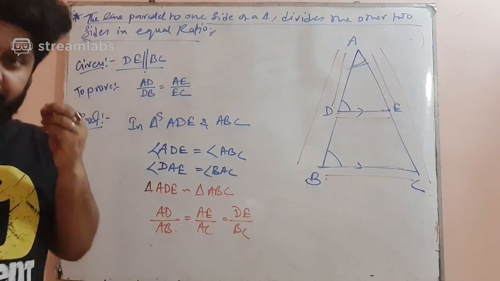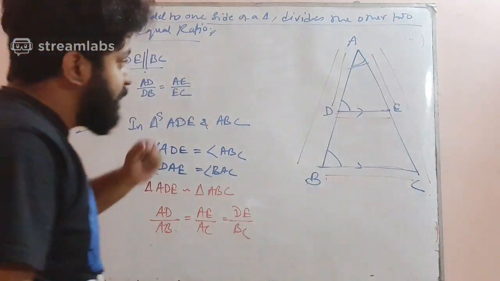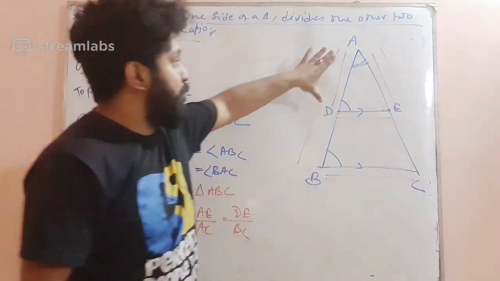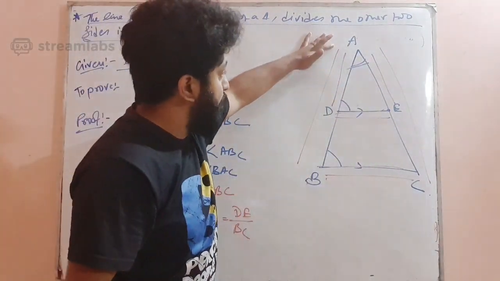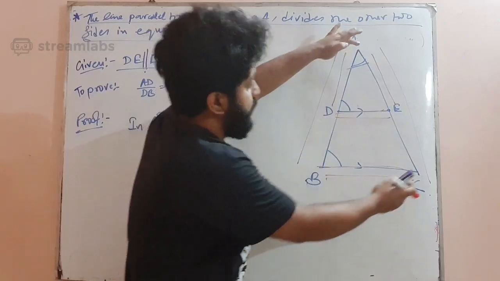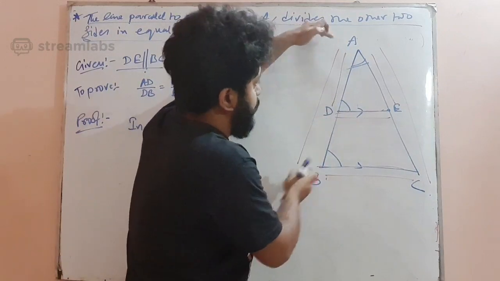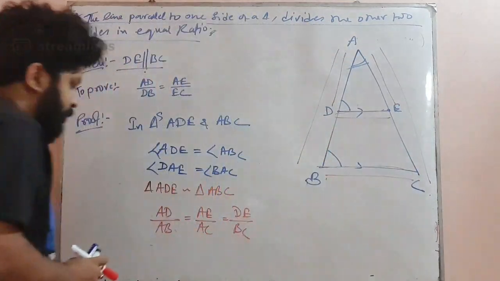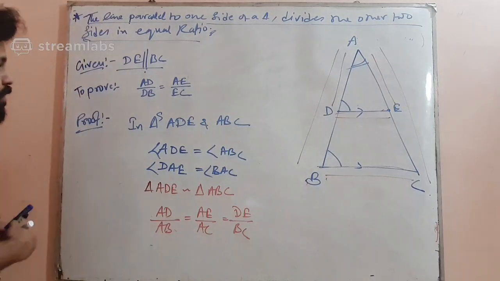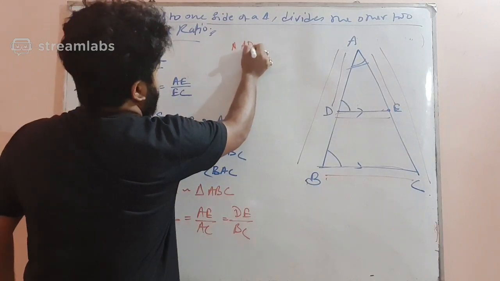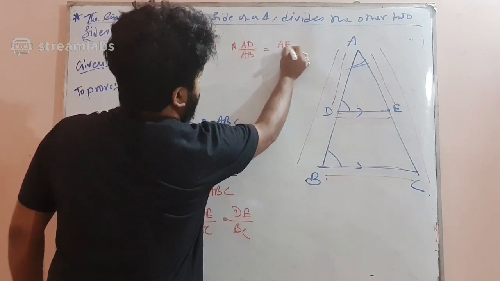Now listen to this part very, very carefully. When I say dividing in equal ratio, that means AD by DB equals to AE by EC. Not only that, it can also mean the bigger one by the smaller one, the bigger one by the smaller one, or the smaller one by the bigger one, the smaller one by the bigger one. Anyway, first let me prove it. AD by AB equals to AE by AC. So I get AD by AB is equals to AE by AC.